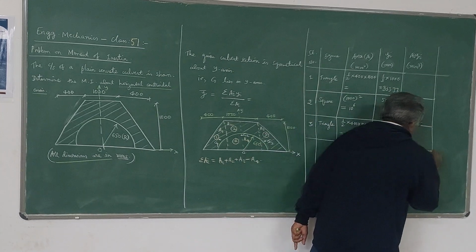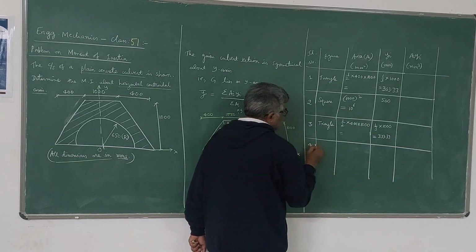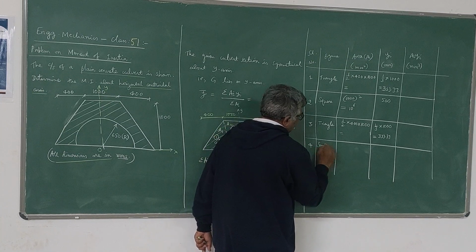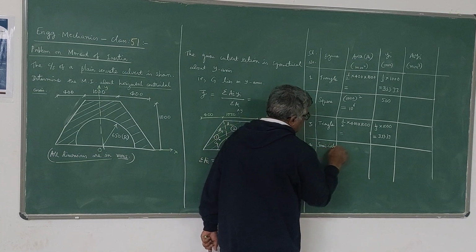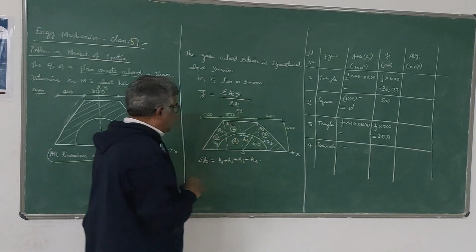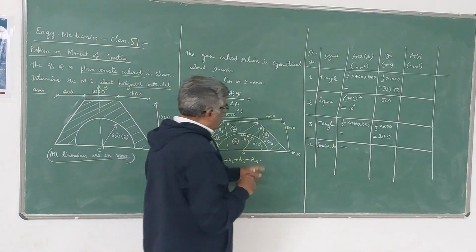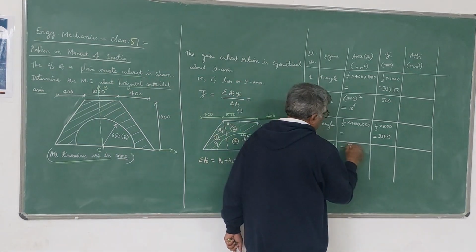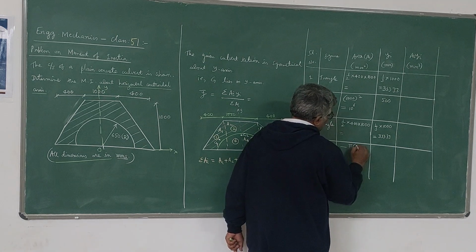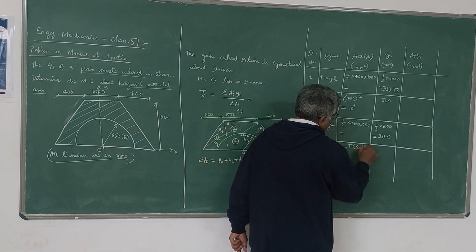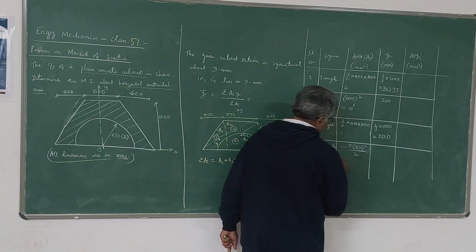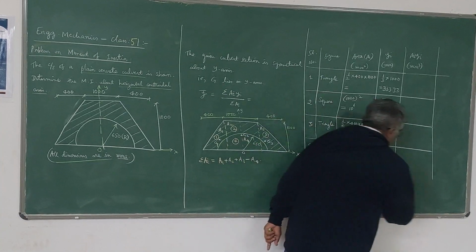Next, coming to the fourth one, it is a semicircle. So we have to deduct the area of the semicircle, so I will take a minus sign. It's a cutout portion in the shape of a semicircle. So pi r square by 2, where r is 650. We have pi into 650 square by 2, with a negative sign because it's a cutout portion.